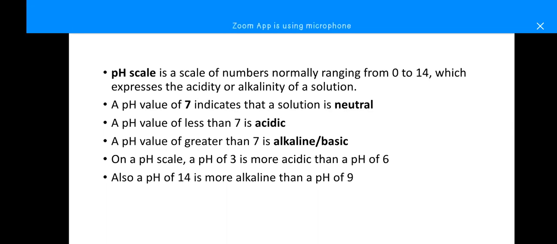That is where even the salts find themselves. Then a pH of less than 7 is acidic. A pH of greater than 7 is alkaline or basic. Then on a pH scale, a pH of 3 is more acidic than a pH of 6, as I said.